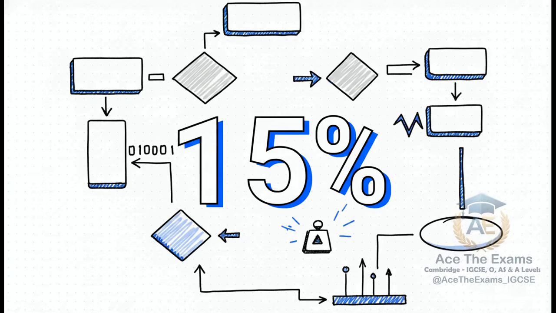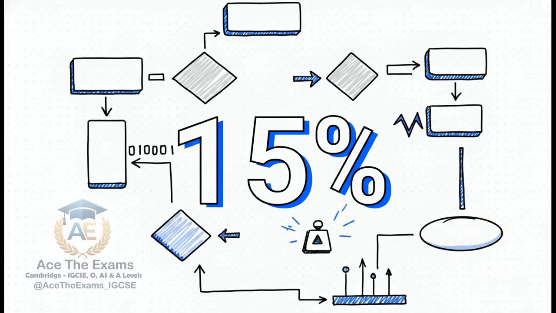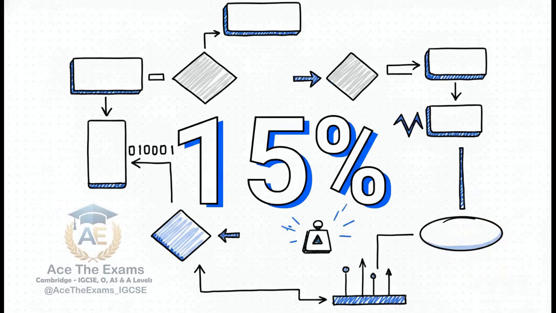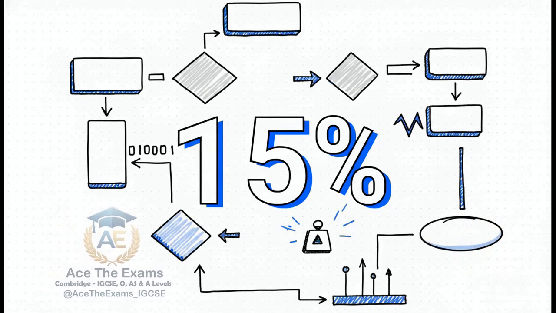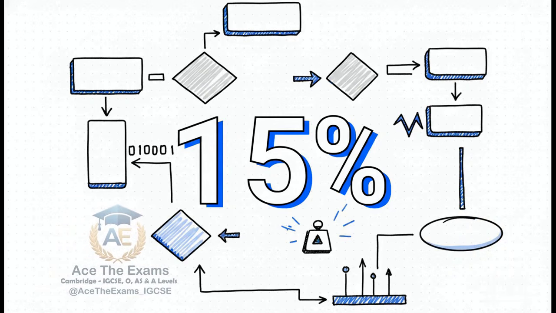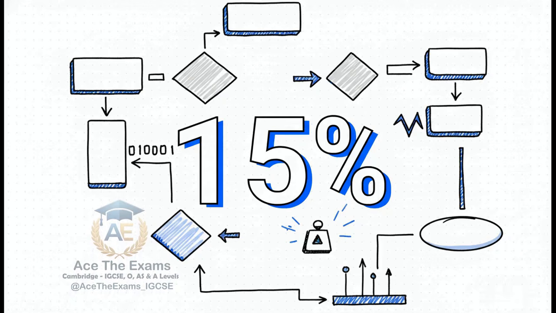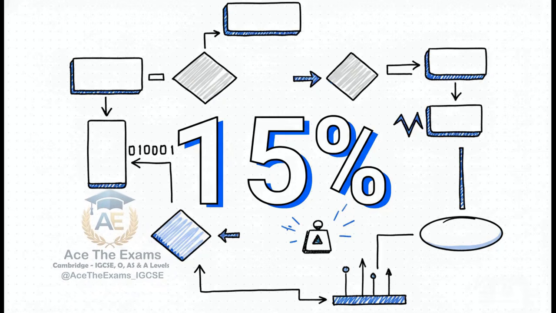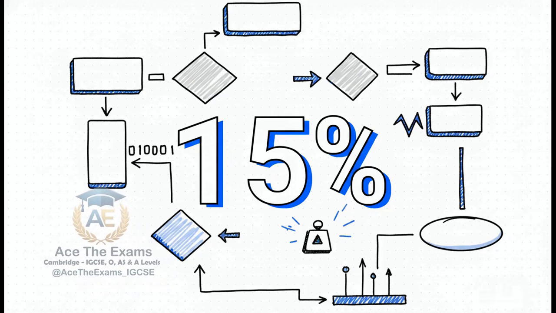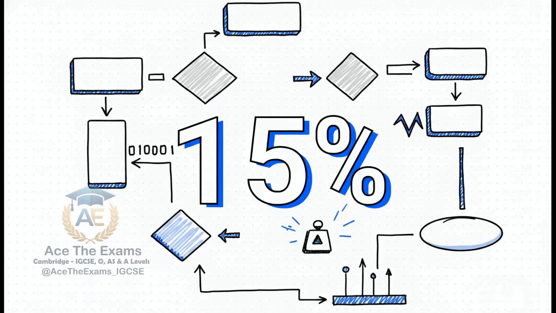Because of this number right here. 15%. That is roughly the massive chunk of marks that drawing flowcharts from pseudocode accounts for in paper 2. This isn't some minor side quest you can just skip over. This is a foundational pillar of your exam strategy. Mastering this single skill area can completely shift your final grade. So we're going to treat it with the exact level of tactical focus it demands.